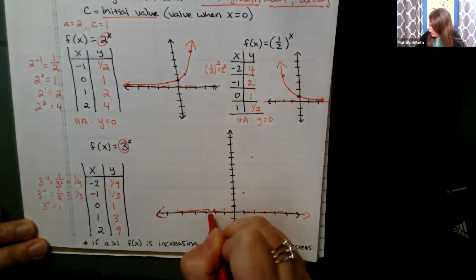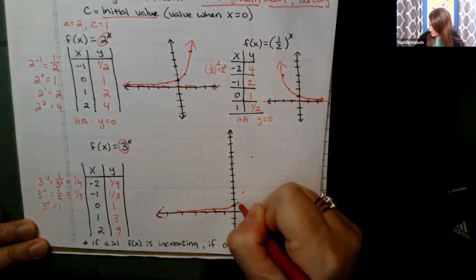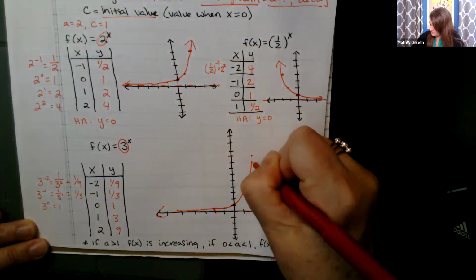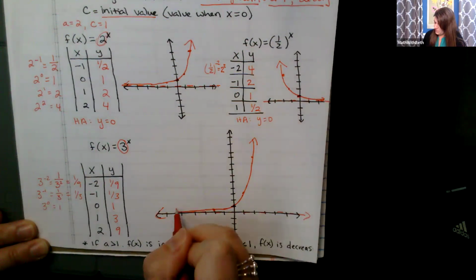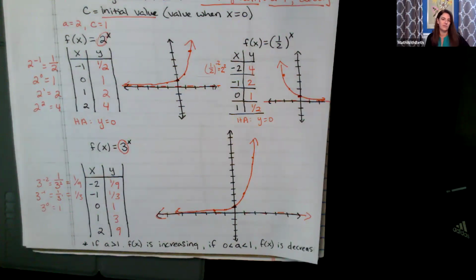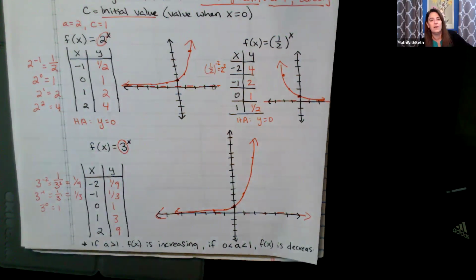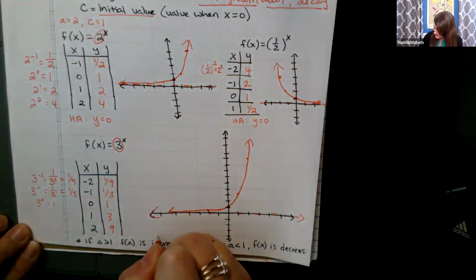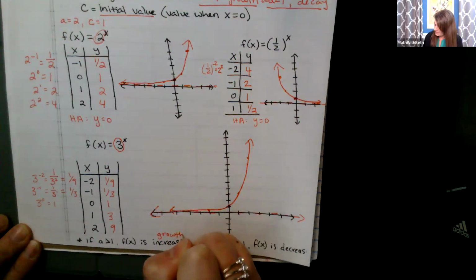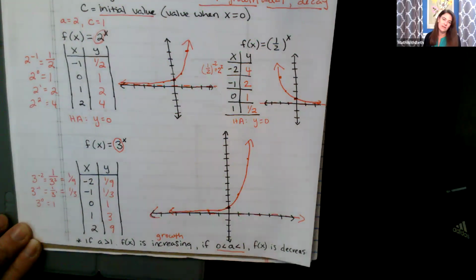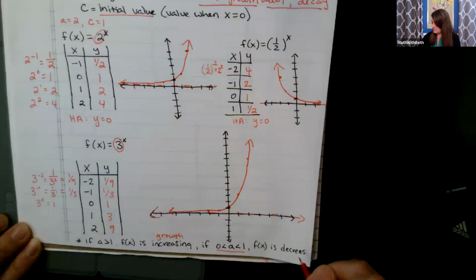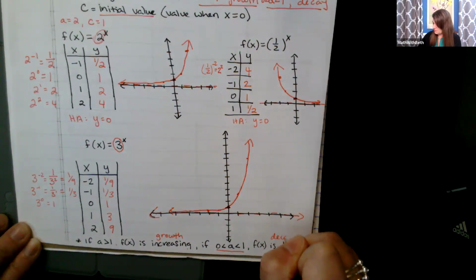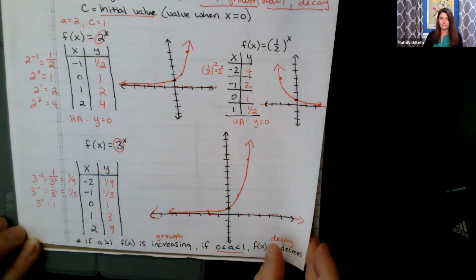So like I said, it'll look very similar to the 2 to the x. It's just going to go up at a faster rate because we're going up by 3s, 3 to the first, 3 to the second, 3 to the third instead of 2. Okay, so just a reminder down here, if a is greater than 1, it's increasing, which also means it is a growth. If it's between 0 and 1, it is decreasing or a decay.